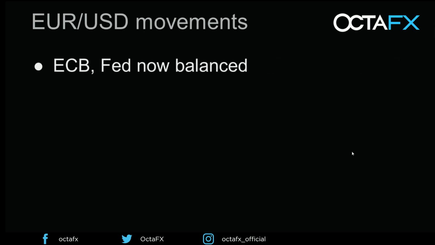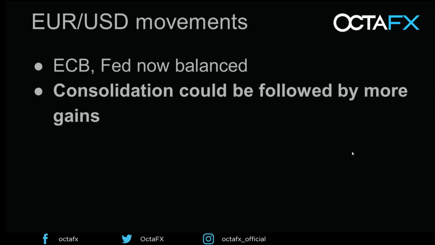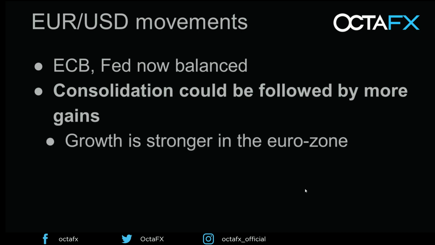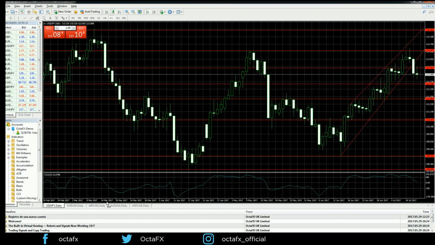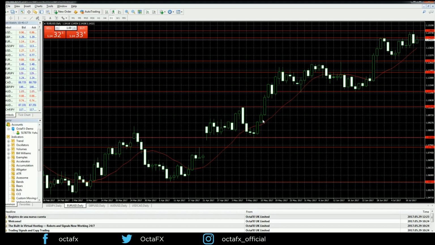Okay, euro dollar in general, central banks are a bit more balanced. The European Central Bank had an advantage, lost it, but it's now relatively balanced. The current consolidation at high ground, we'll look at the charts soon, could be followed by more gains. Growth is stronger in the Eurozone, at least in the first quarter. In a few weeks' time, we'll get fresh growth figures for Q2, and also politics look more stable. Let's look again here at the OctaFX MT4 chart. This is the uptrend in euro dollar since the beginning of the year.